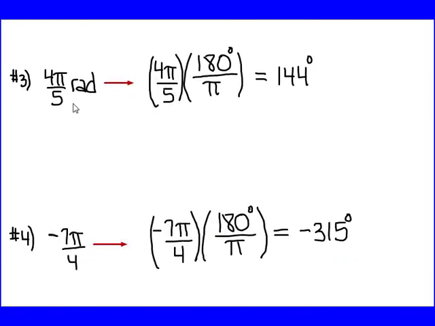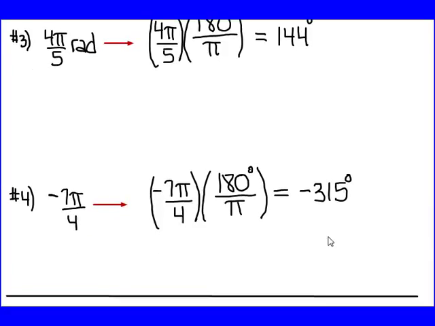Here's number 3, 4 pi over 5 radians. Now we want to convert this angle from radians to degrees. So we take 4 pi over 5 times, now we use the ratio of 180 degrees over pi. After simplifying, we get 144 degrees. So 4 pi over 5 radians is equal to 144 degrees.